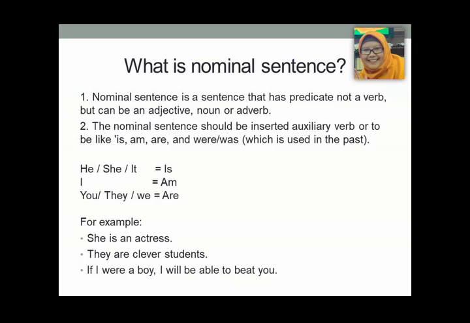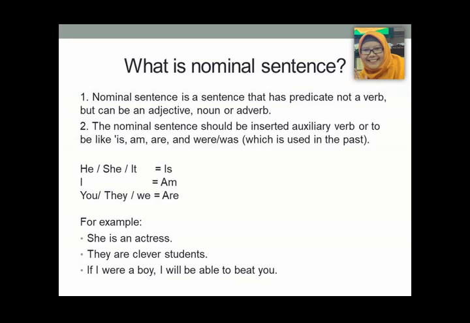And let me give you examples. She is an actress. So you have the subject here, and then you have to be, and then you have a noun. Then, they are clever students. The same construction as the first one. Example number 3, if you are a boy, I will be able to beat you. This is also a nominal sentence because the predicate is not a verb.